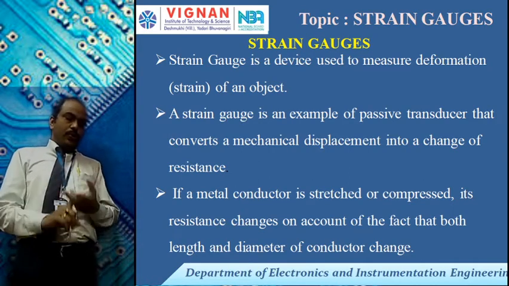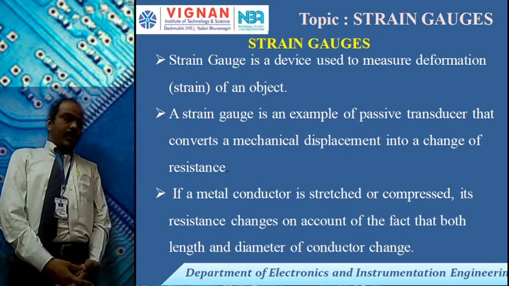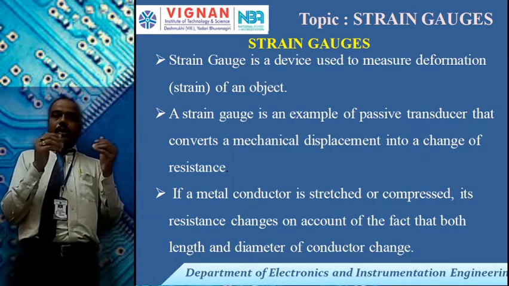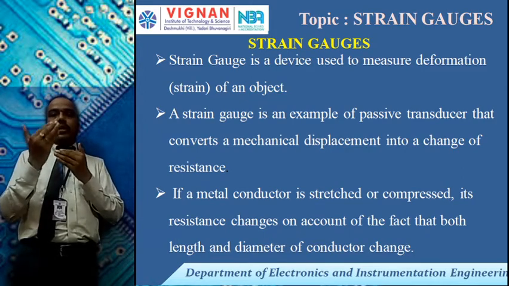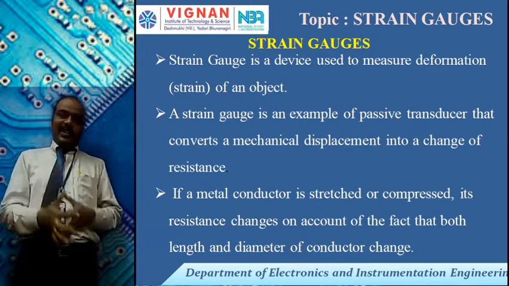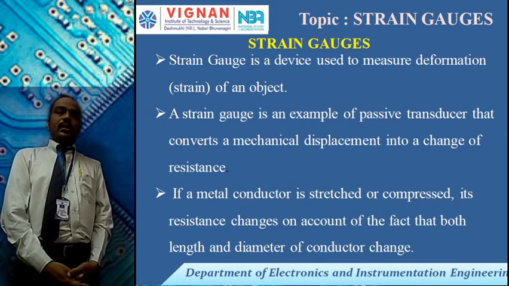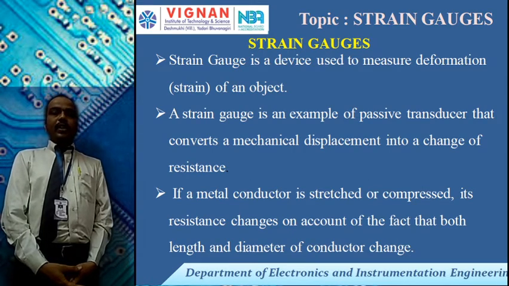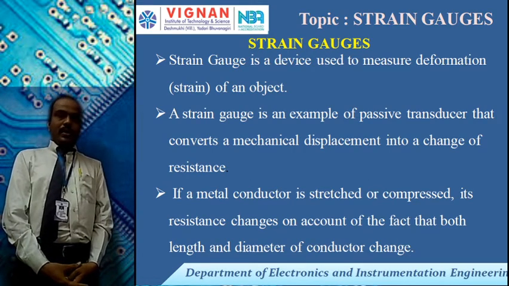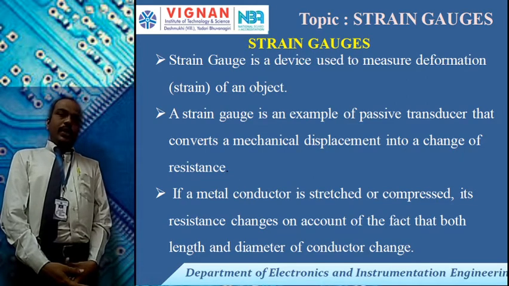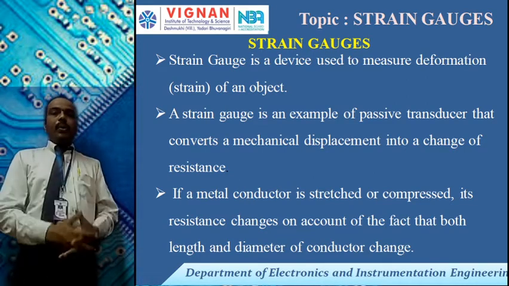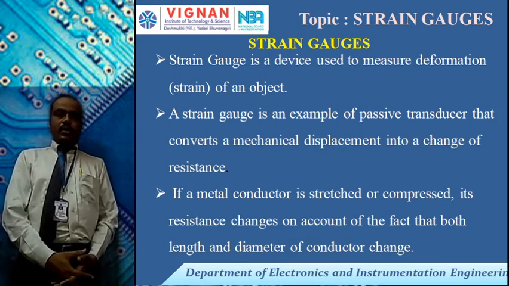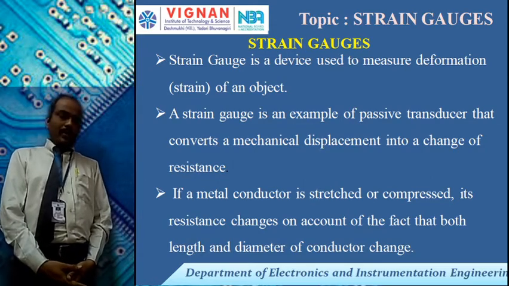Okay, so that's why the strain gauge is an example of a passive transducer. What is a passive transducer? It can convert this mechanical displacement or force into an electrical signal with the use of some external supply. So strain gauge is an example of a passive transducer that converts a mechanical quantity into a change of resistance. That change in resistance can be converted into an electrical signal, maybe voltage, by using some bridge circuit and external voltage, which we are going to see in this topic. So that's why it is called a passive transducer.